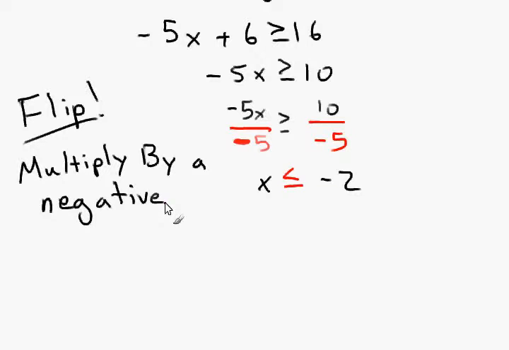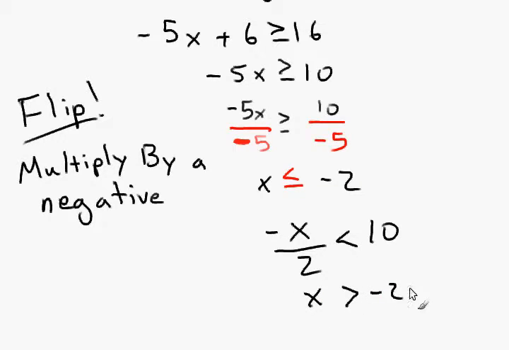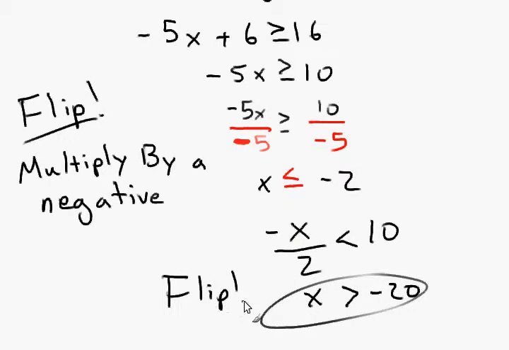And this means that if we had something like -x over 2 is less than 10, x would be greater than -20. We'd have to flip. A negative went to the other side, we're flipping. Flip the negative, flip the inequality.